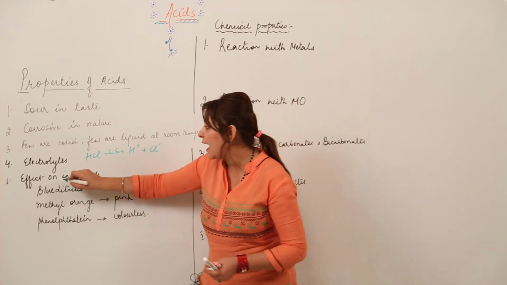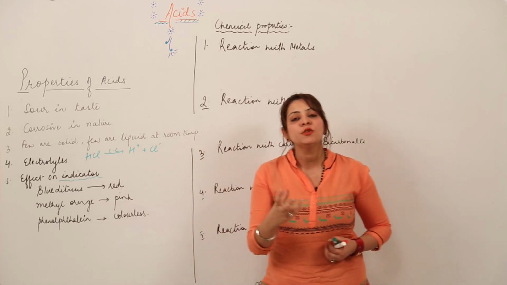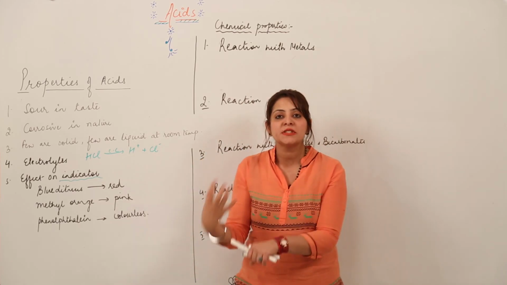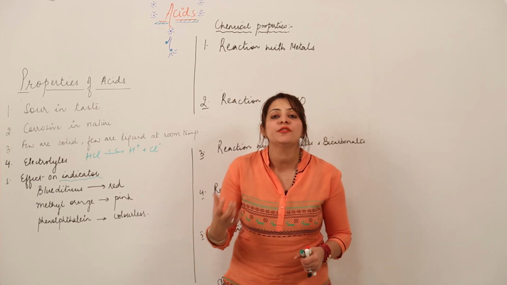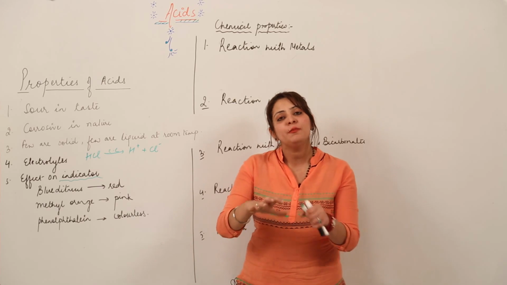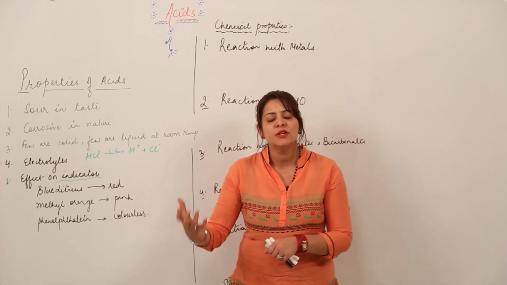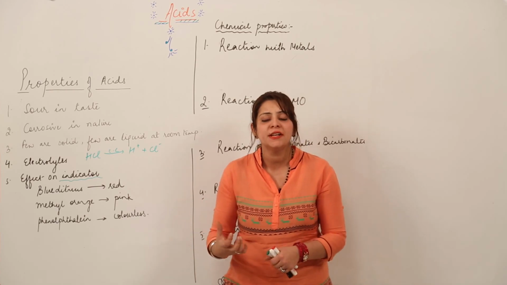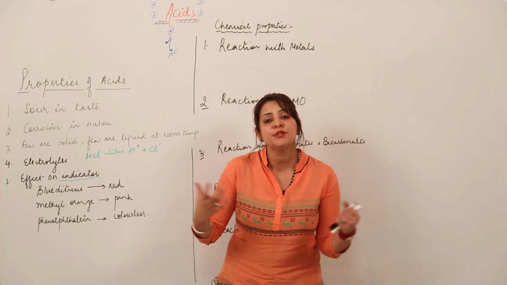Next, see, we have indicators. You know what indicators are? Indicators are chemicals which, when added to a substance, bring about a change in themselves, indicating the nature of the substance. And we have many indicators. We'll be discussing indicators in a separate topic. There are natural indicators, artificial indicators, and olfactory indicators. So we have a variety of classes and a variety of indicators.